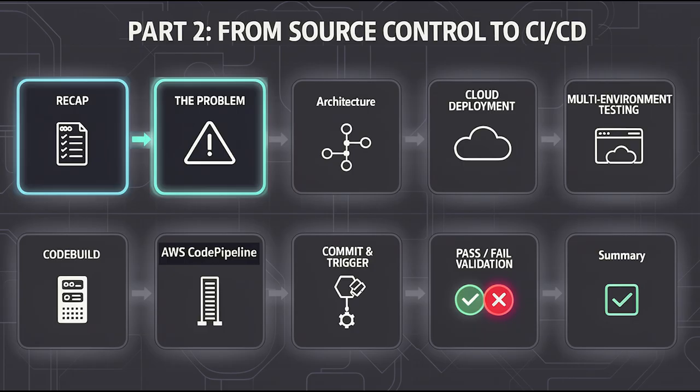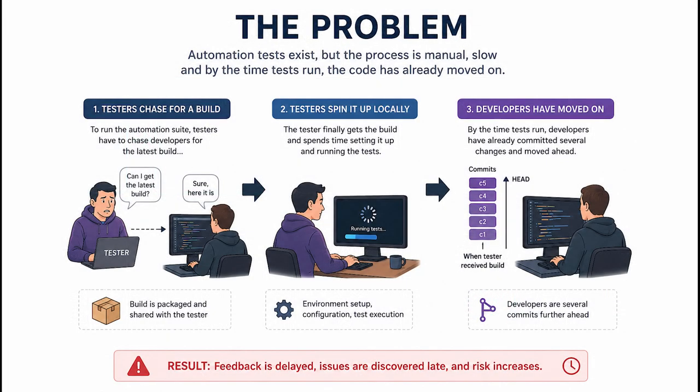Before we build anything further, let's first define the problem we're trying to solve. I've often worked at companies where there are extensive automation test suites. However, to run them, you first have to chase the developers for the latest build and then spin that build up locally. Meanwhile, the developers have moved on. They're working on the next user stories and committing new changes to the application. By the time the testers receive the build and execute the automation suite, the developers may already be several commits further ahead.